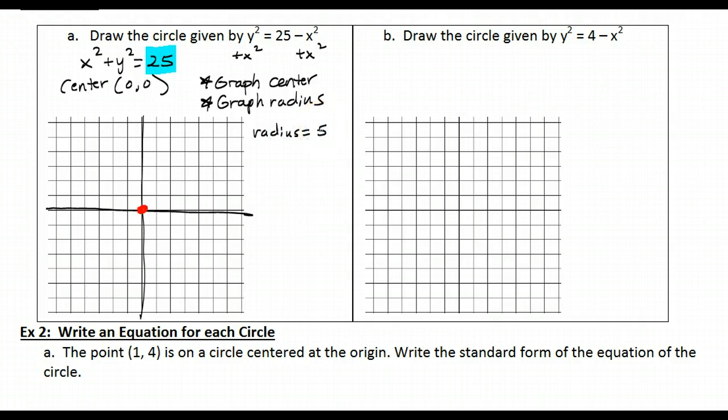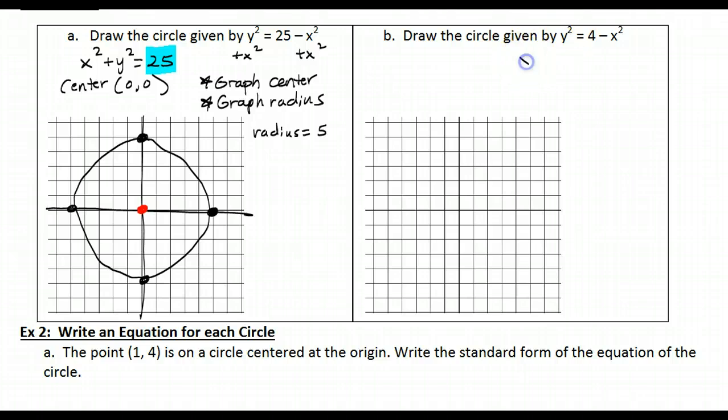And here's the easiest way to do this. Just go 5 units in each direction from your center and draw a dot. So 1, 2, 3, 4, 5 in that way, and the same in each of the other directions. And then connect your dots. It's okay if your circle doesn't look perfect. But there I have a circle centered at 0, 0 with a radius of 5.